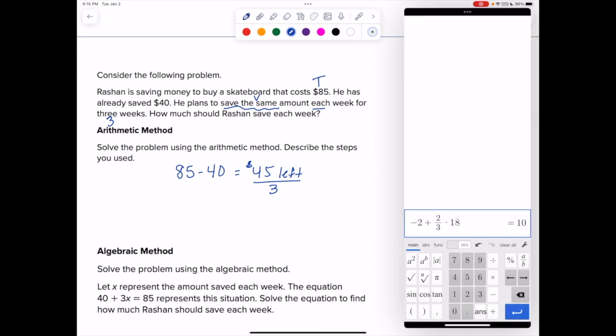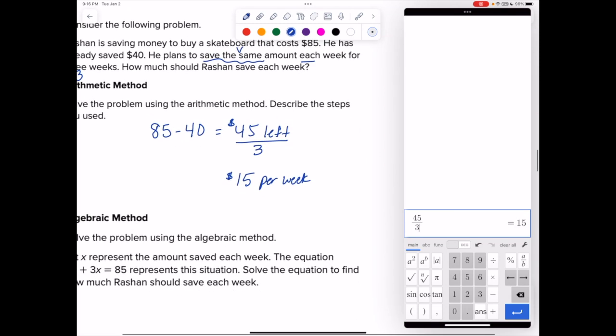Let's go ahead and do, I'm going to hit clear all here. So we have 45 divided by 3. All right, and we're at 15. So $15 per week. Okay, so that's the arithmetic method.